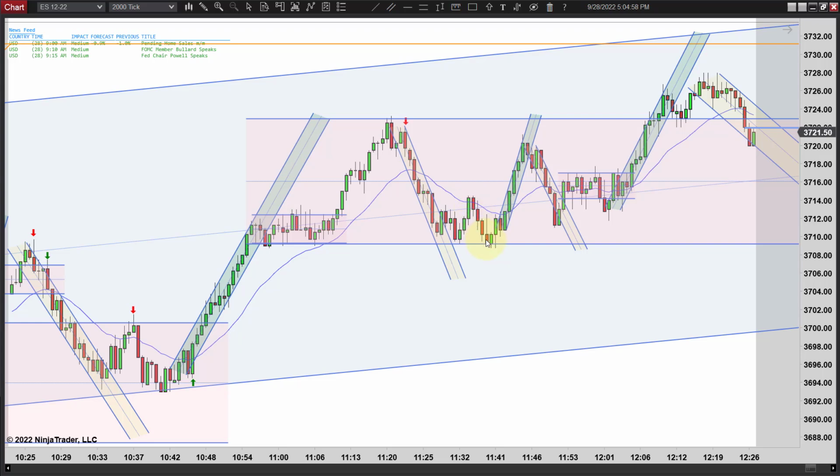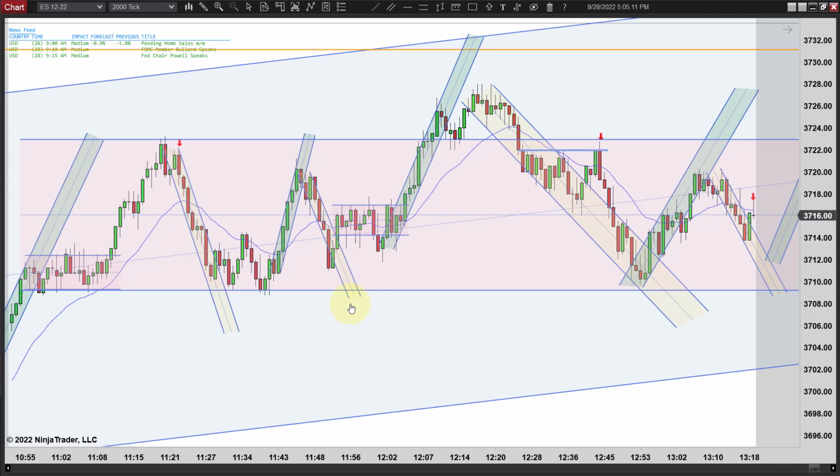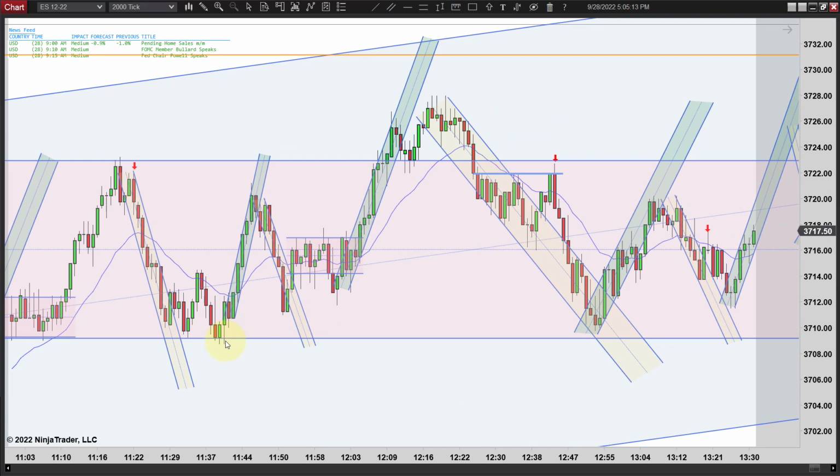What you'd like to see is it run down here and do like it did, hit and turn up, and then close high. That looks like rejection. This does not look like rejection. And you see it struggle to get through the EMA before it went higher. So you got to be careful with that trade. I don't think you can go long down there.